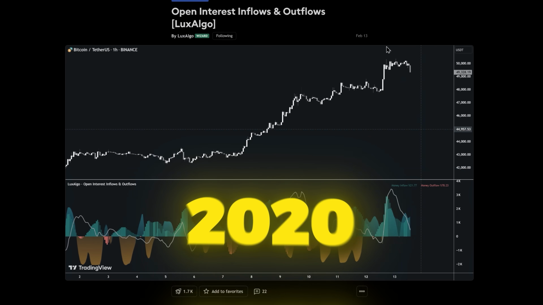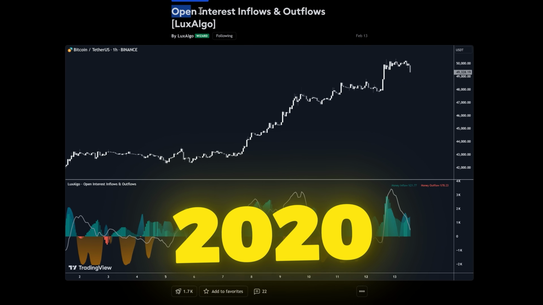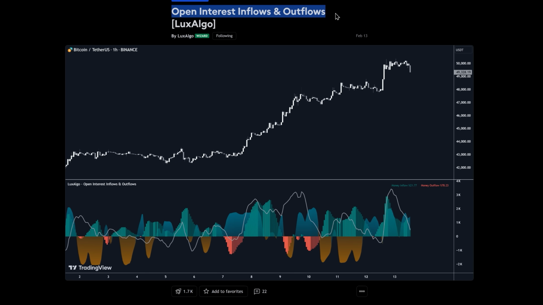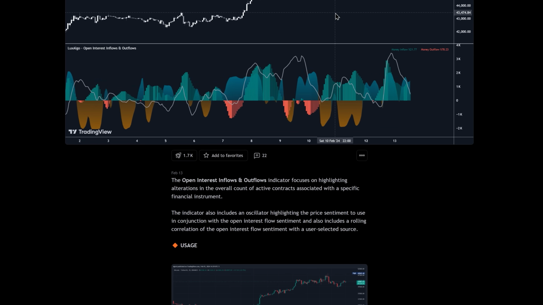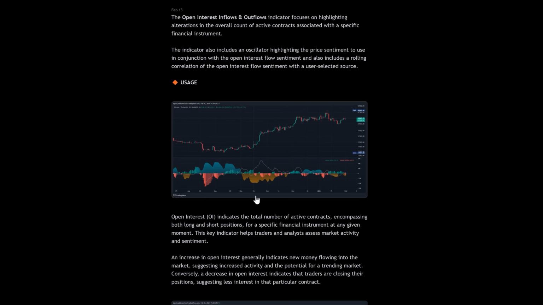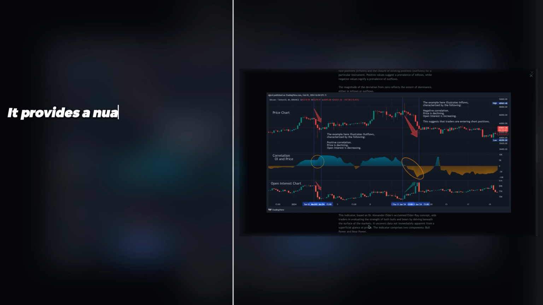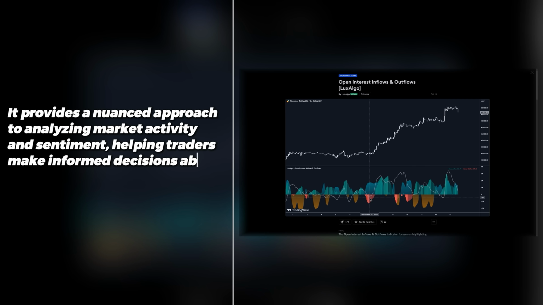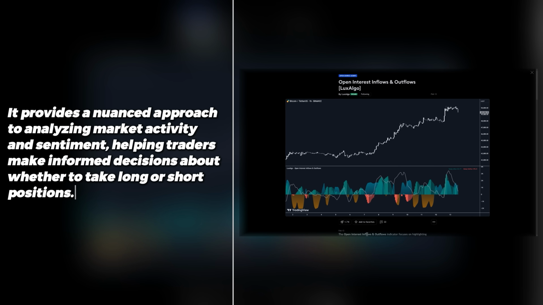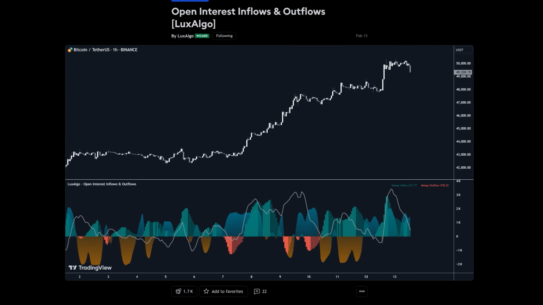Now, fast forward to 2020, and we now have the Open Interest Inflow and Outflow Indicator by LuxAlgo. This modern tool is designed to address today's more complex market dynamics. It provides a more nuanced approach to analyzing market activity and sentiment, helping traders make more informed decisions about whether to take long or short positions. And in this video, we're gonna explore exactly what this indicator is.